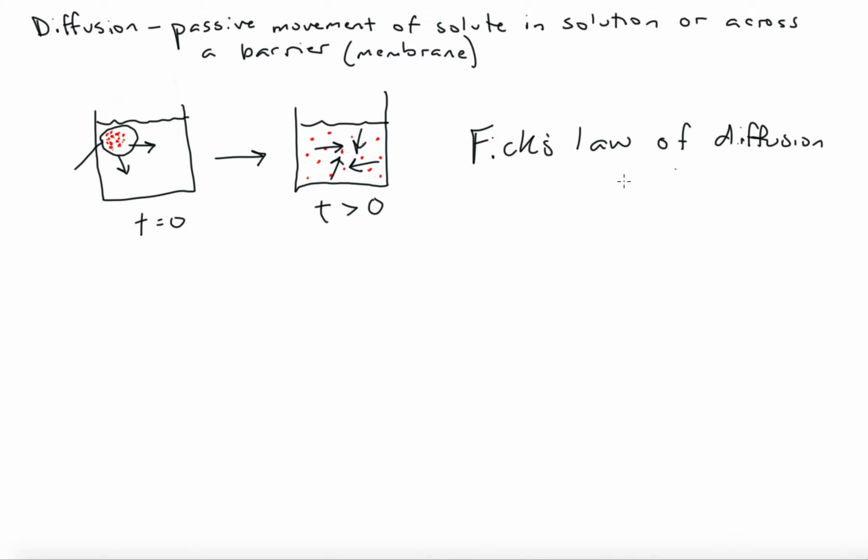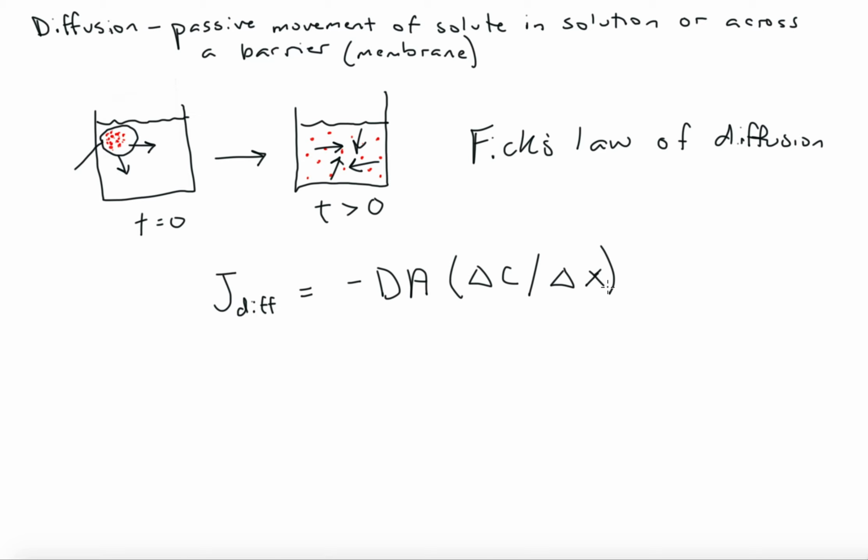And what it says is that J, which is flux, and then I'm going to add, there's lots of types of flux. So we're going to add a little key down here to the bottom. So J diff, so diffusive flux, so diff for diffusion. So diffusive flux equals negative D A times delta C over delta X. I'm going to explain all of these in just a second.